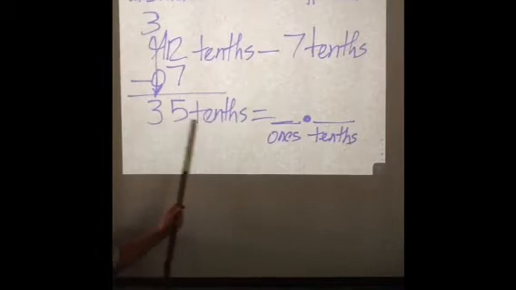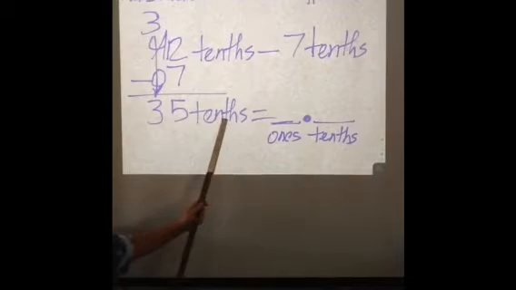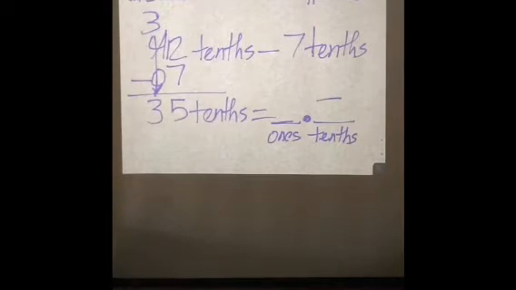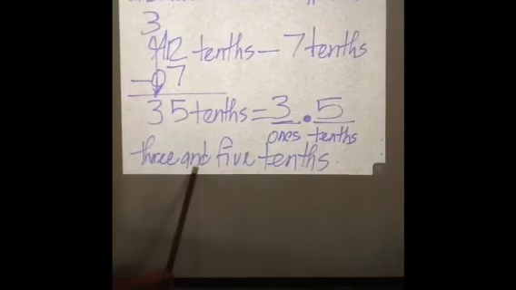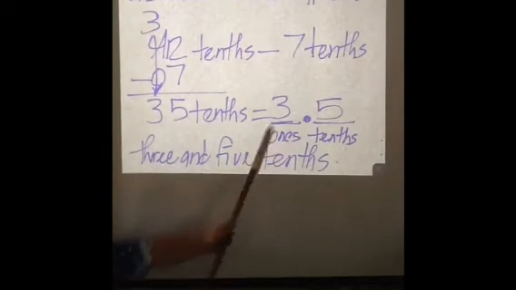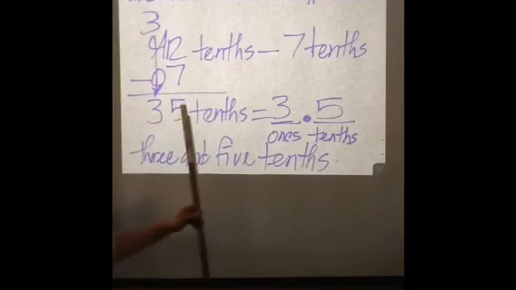Now this says 35 tenths, right? Since it's tenths, we put our 5 on the tenths. And where do we put our 3? Well, we put our 3 on the ones. And it means that we have 3 ones and 5 tenths. Or if we wrote it out in words, we would say 3 and 5 tenths. And that's the way we'd write it out. Remember, our and always means the decimal point. Okay, now that's a pretty easy one, isn't it?